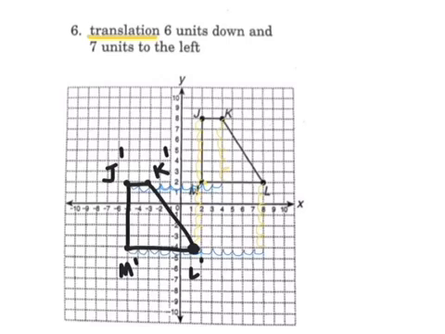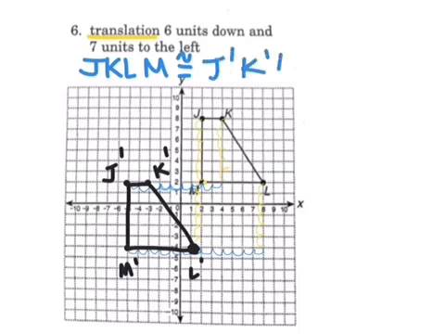Okay, so we have twins or congruent figures, so let's write the congruency statement. So these are the same size and the same shape, so JKLM is equal and congruent to, so equal sign and the squiggle, congruency, to J prime, K prime, L prime, M prime. That's your congruency statement.